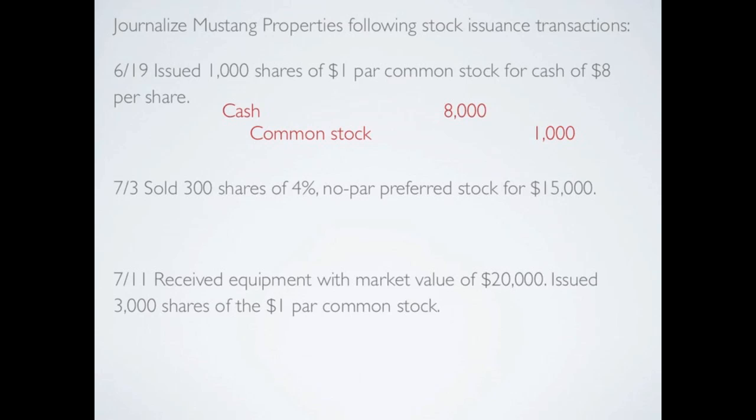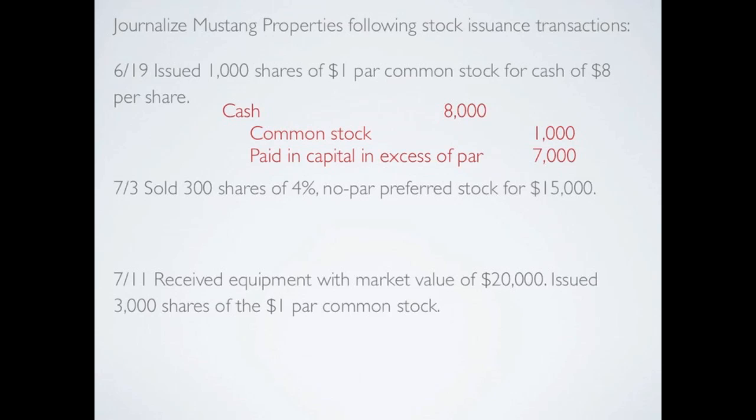This is because of that new account we saw in the Stockholders' Equity section. It's called paid-in capital in excess of par. Well, we issued this stock $7 above par. That's what's in excess of par. So our paid-in capital in excess of par, common stock would be $7,000. And now we balance.